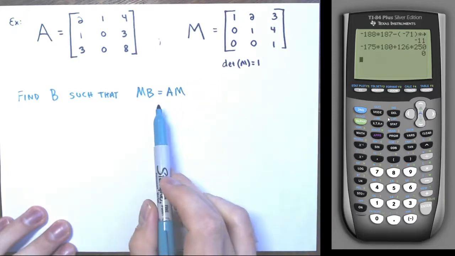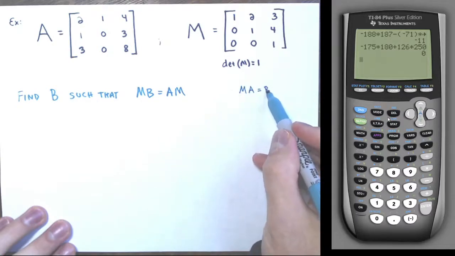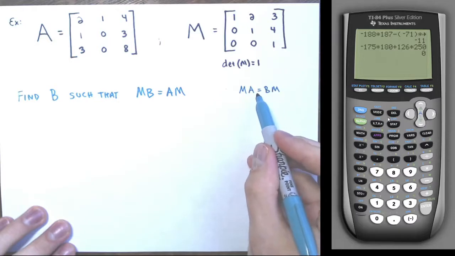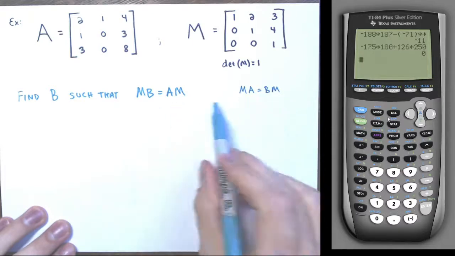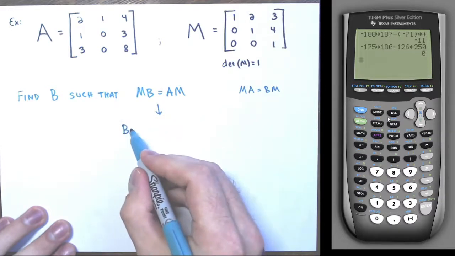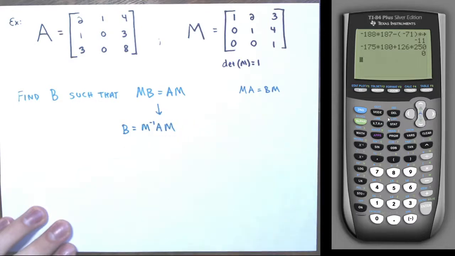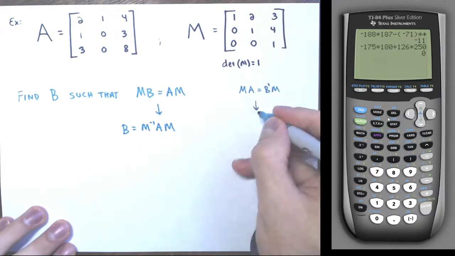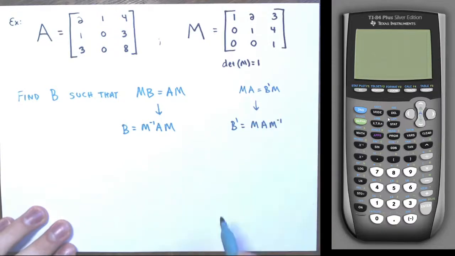You could also use the other way around, right? You could also use M times A equals B times M. A and B would still be considered similar here, right? So I can get 2 similar matrices just from these, right? From here, B equals M inverse times A times M. This would be one matrix that's similar. And let me call this one B prime just because it'll be different. From this one, I'd get B prime equals M times A times M inverse. And both B and B prime will be similar to matrix A.